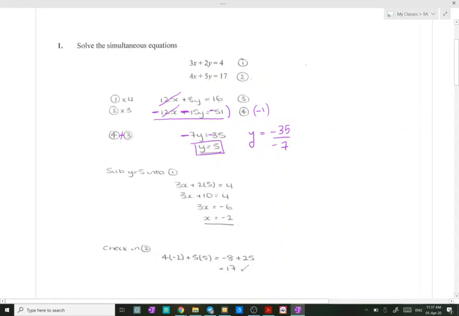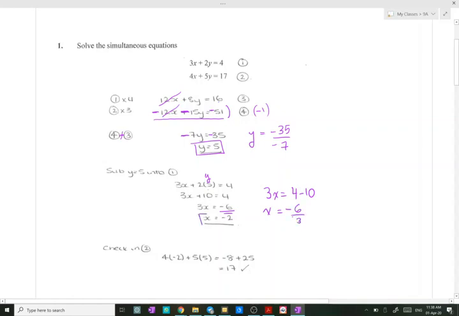Here I've used the first equation. So 3x plus 2 times y, whose value is 5, is equal to 4. Therefore 3x is equal to 4 minus 10, which is equal to minus 6. So x is equal to minus 6 over 3, which is equal to minus 2.